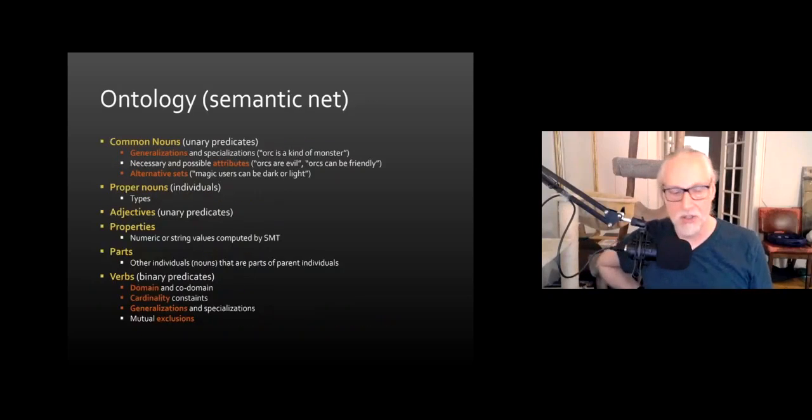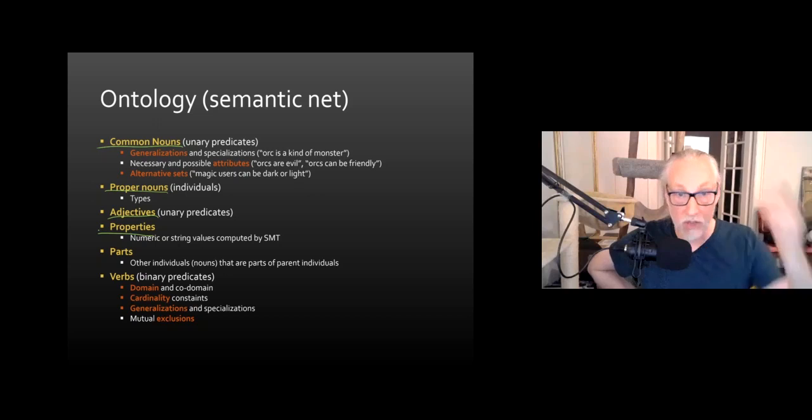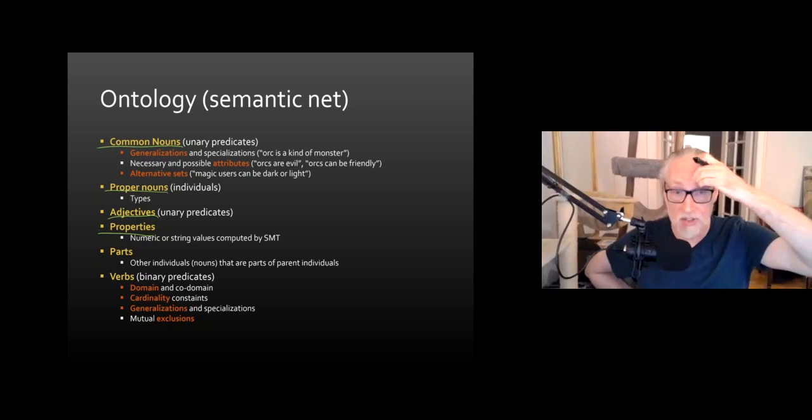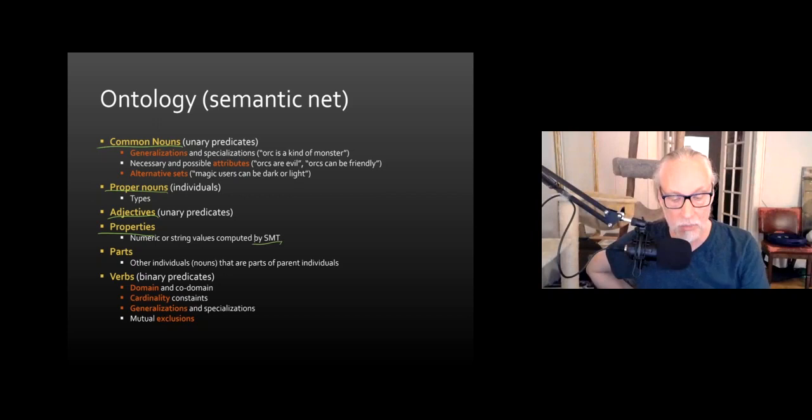The data, as you saw, is held in a semantic net. The big things in the semantic net are the common nouns, which are unary predicates, proper nouns, which name individuals, adjectives, which are another kind of unary predicate as far as the logic is concerned, but which gets surfaced differently in the natural language, and then a few other things. Properties are numerical things or string things that the SAT solver doesn't understand, but they get handled by the extra bells and whistles of the SMT solver. It understands part-whole relationships, and you can teach about verbs.